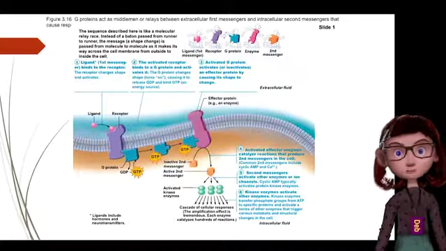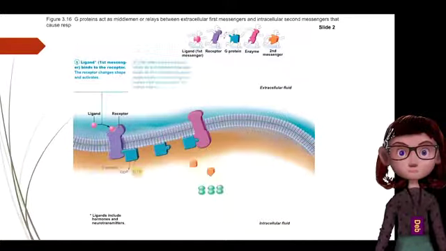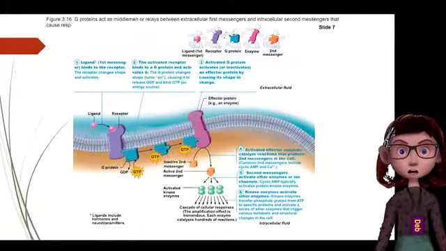This is illustrating how a G protein acts. I'm just going to skip through this right now because I find it more complex than it actually is, and we'll be talking about it when we get to endocrine.